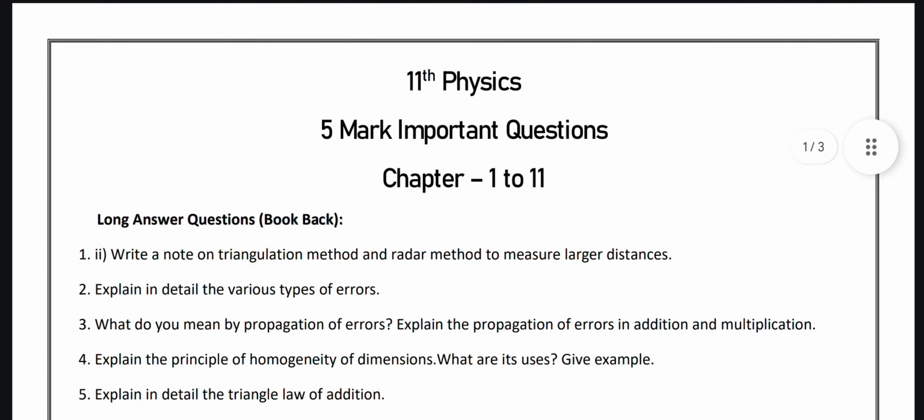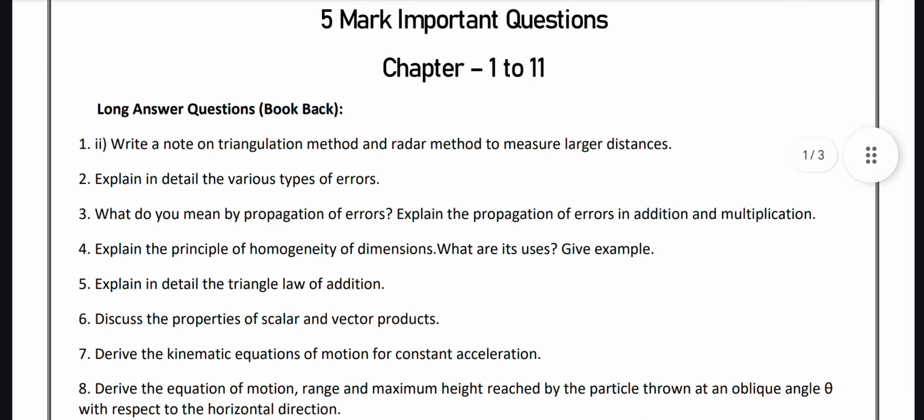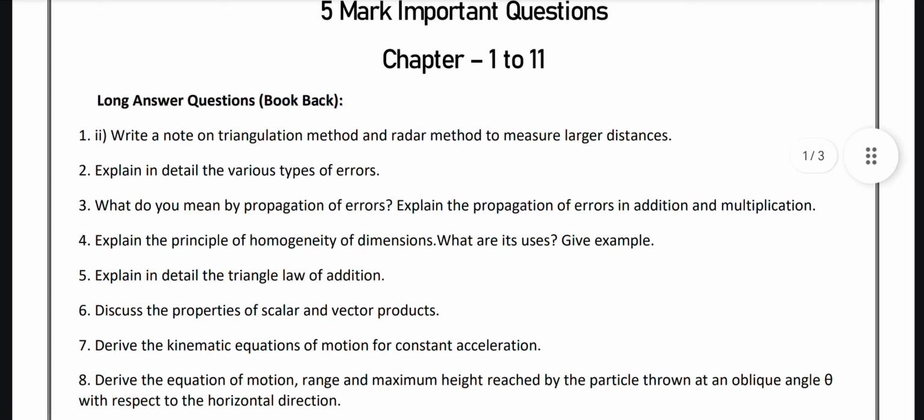Welcome to Aris Kalvi, 11th Physics 5 mark important questions, Chapter 1 to 11. First question: Write a note on triangulation method and radar method to measure larger distance.